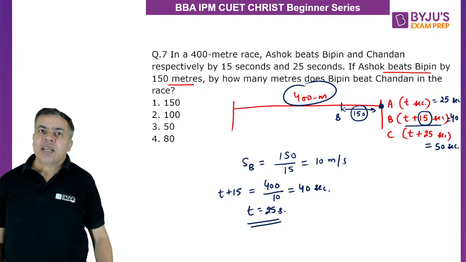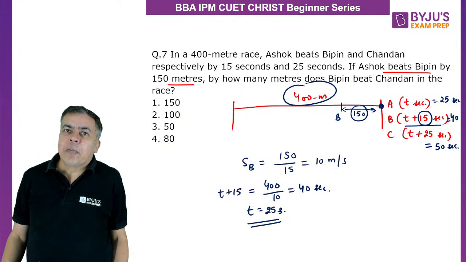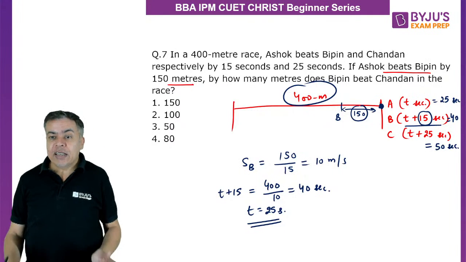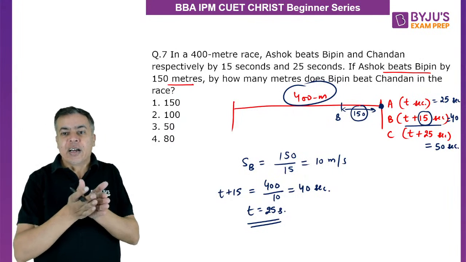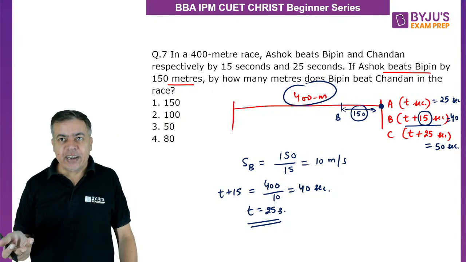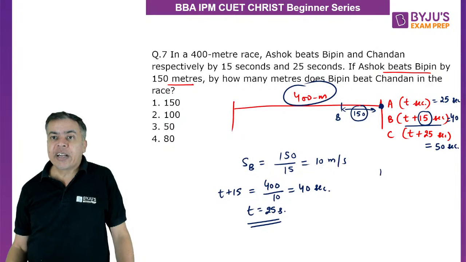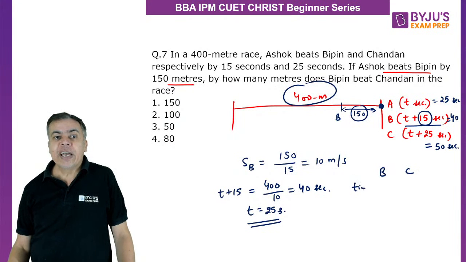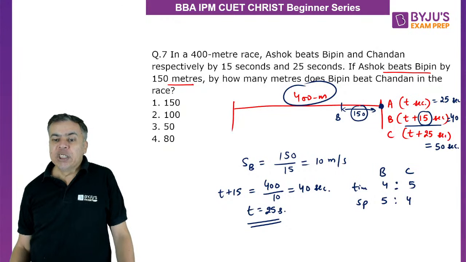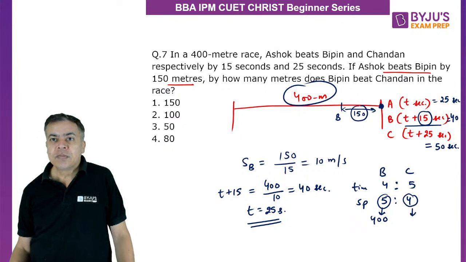Now he is saying B beats C by how much. If B covers the entire distance in 40 seconds and C is taking 50 seconds, the time taken ratio of B and C is 4:5. So the speed ratio must be 5:4. That means when B covers 400 meter, 5 into 80, C should cover 4 into 80.